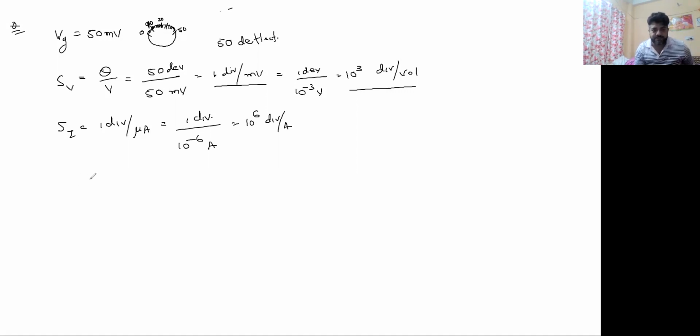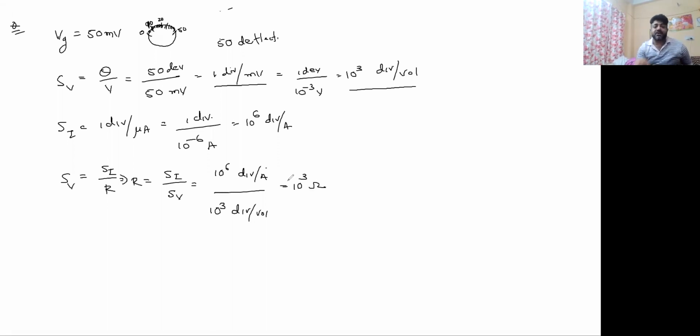Okay, so we know voltage sensitivity is current sensitivity by resistance. So my resistance is current sensitivity by voltage sensitivity. Current sensitivity is 10 to the power 6 division per ampere, divided by 10 to the power 3 division per volt, which equals 10 to the power 3 ohm. This is one way you can express the question.